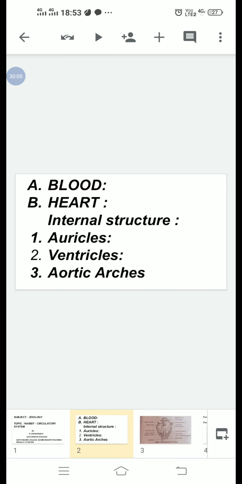The auricles and the ventricles are separated by an auriculoventricular septum, which has the left and right auriculoventricular apertures. The right auricle opens into the right ventricle through the right auriculoventricular aperture. It is guarded by a tricuspid valve. The left auricle opens into the left ventricle through the left auriculoventricular aperture. It is guarded by a bicuspid valve or mitral valve. Next, ventricles. There are two ventricles, left and right, which form the posterior part of the heart.